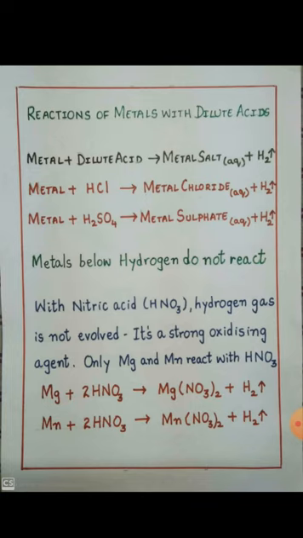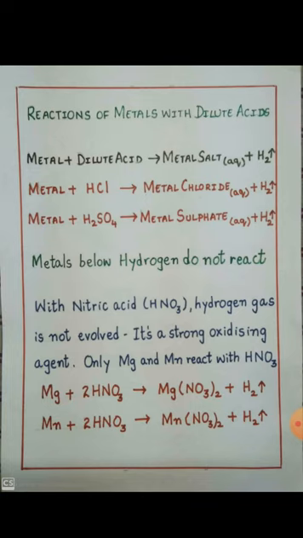When a metal reacts with dilute sulfuric acid, we will have the respective metal sulfate and hydrogen gas. Metal plus dilute H2SO4 gives metal sulfate plus hydrogen. Zn plus H2SO4, we will have ZnSO4 plus H2.